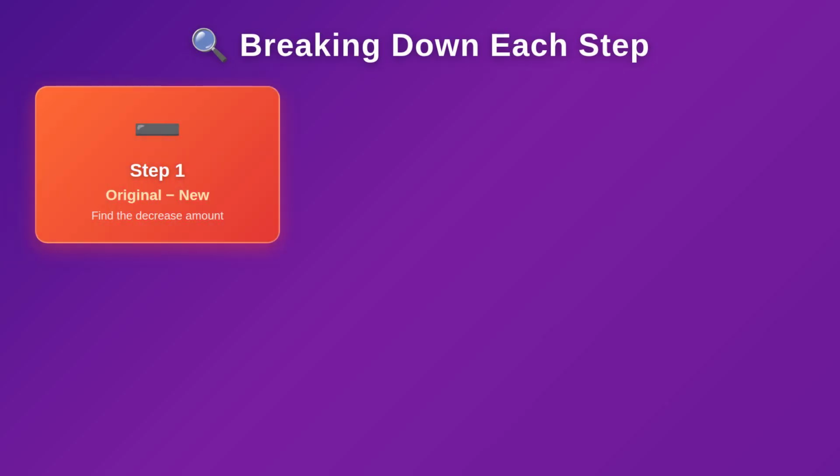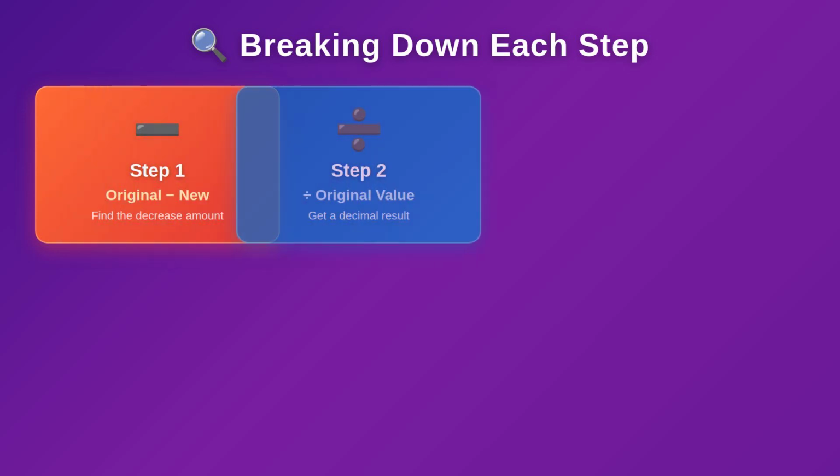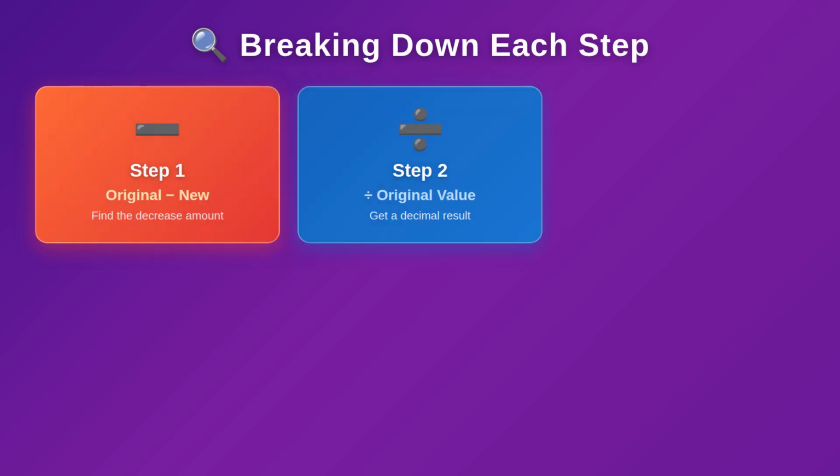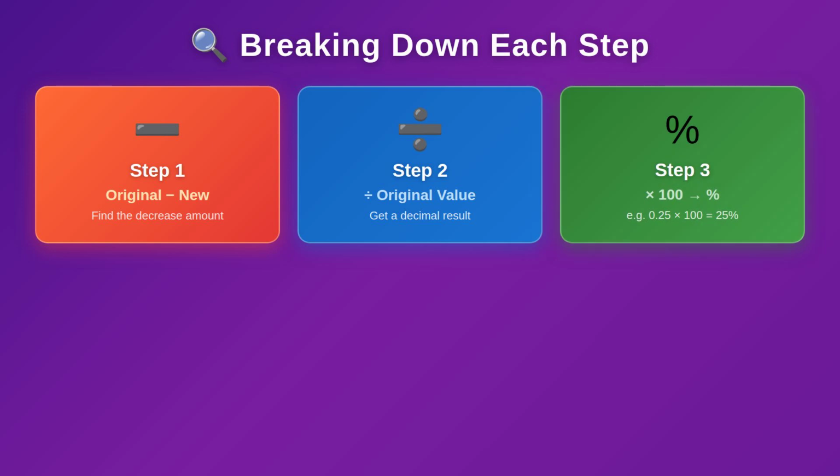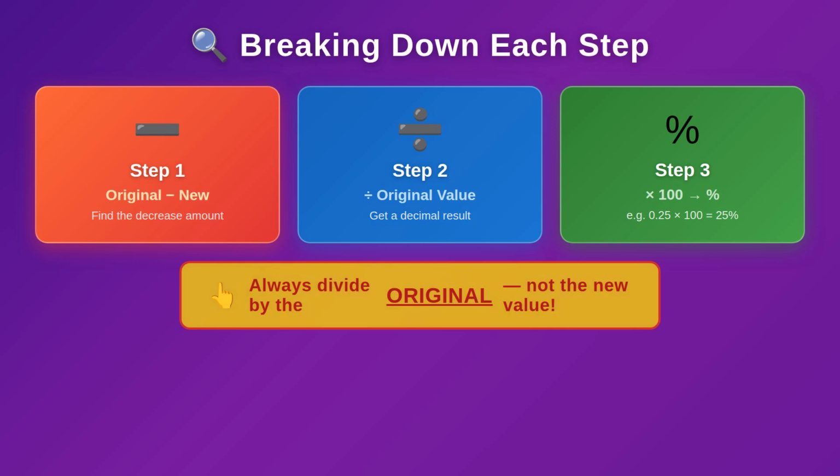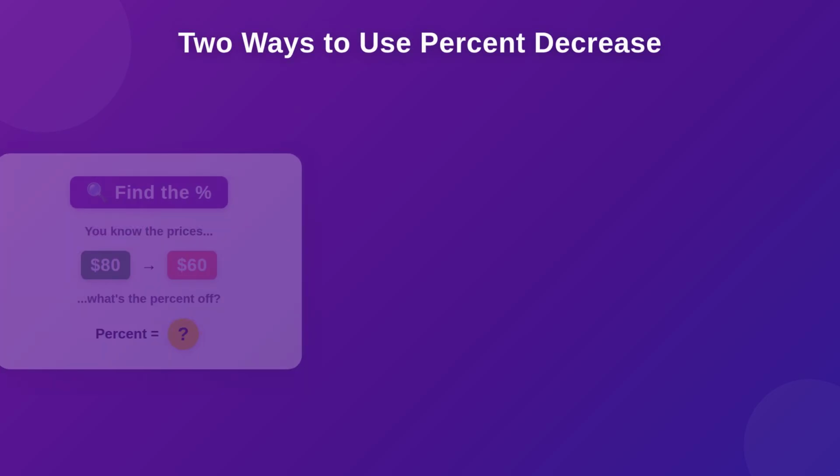Let's slow down and really nail each step. Step 1, find the amount of decrease. Just subtract the new value from the original. Step 2, divide that decrease by the original value. This gives you a decimal. Step 3, multiply by 100 to convert that decimal into a percent. For example, if your decimal is 0.25, multiply by 100 and you get 25%. And always divide by the original, not the new value. That's the most common mistake students make, and you're not going to make it.